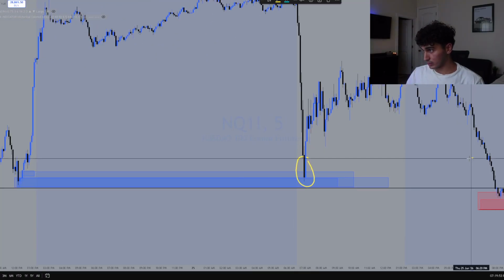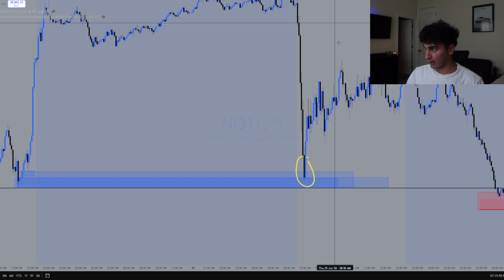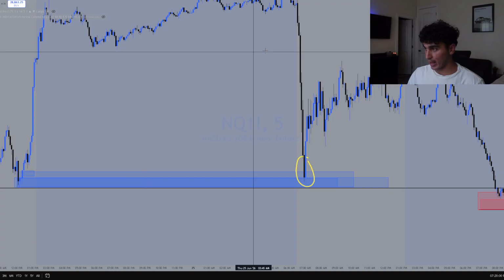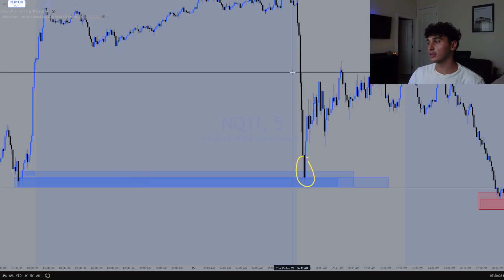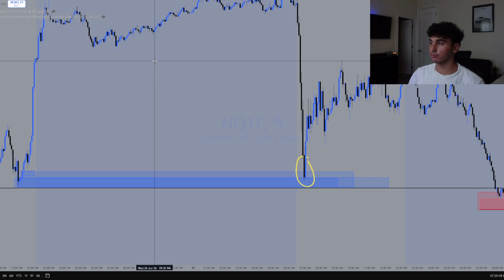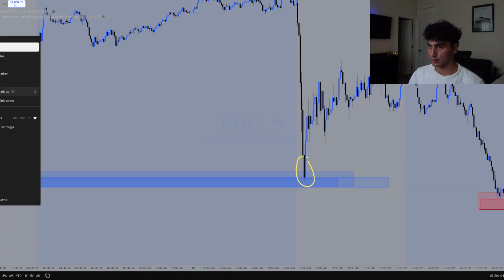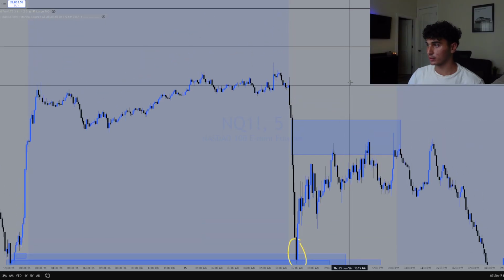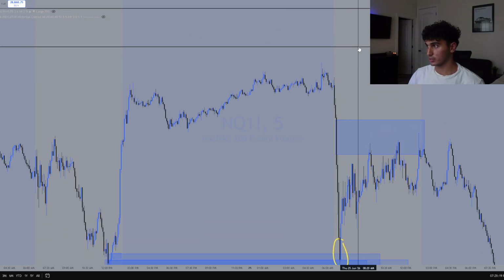Now, you can see here, what I would do in this scenario is target the nearest key level for my take profit, like I said. In this case, we have a 5 minute bearish gap right here. Obviously, if you wanted to target something a little bit bigger, you can target these highs up here.